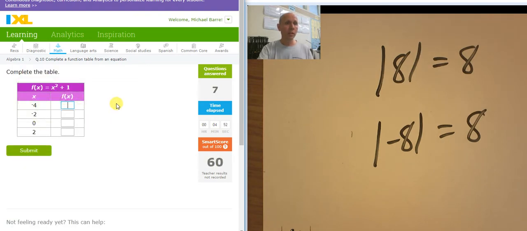Oh, we got some squares. Okay. So what's negative 4 squared? Negative 4 squared is 16. 16 plus 1 is 17. Negative 2 squared is 4 plus 1 is 5. 0 squared is 0 plus 1 is 1. 2 squared is 4 plus 1 is 5.